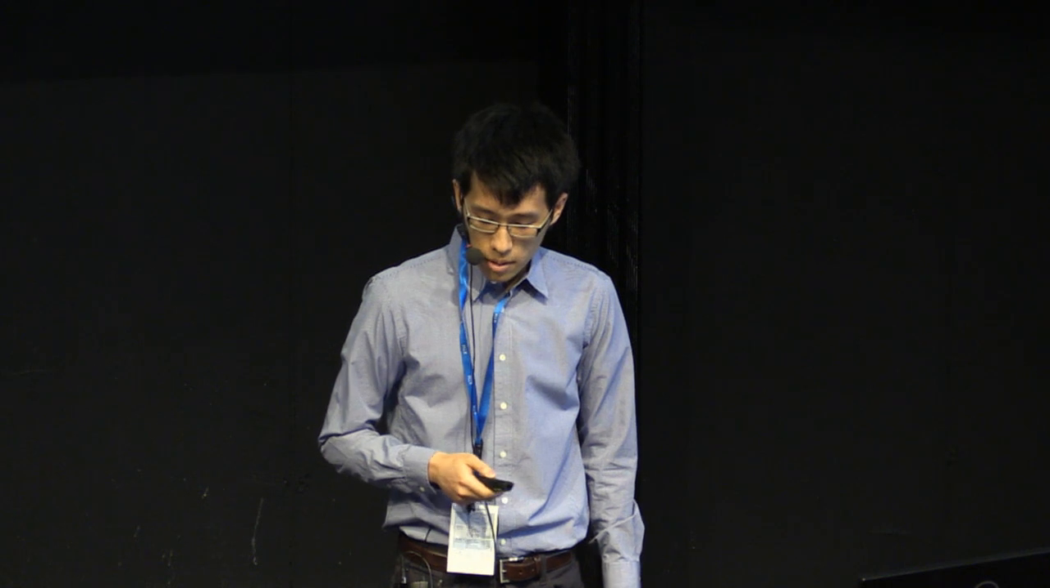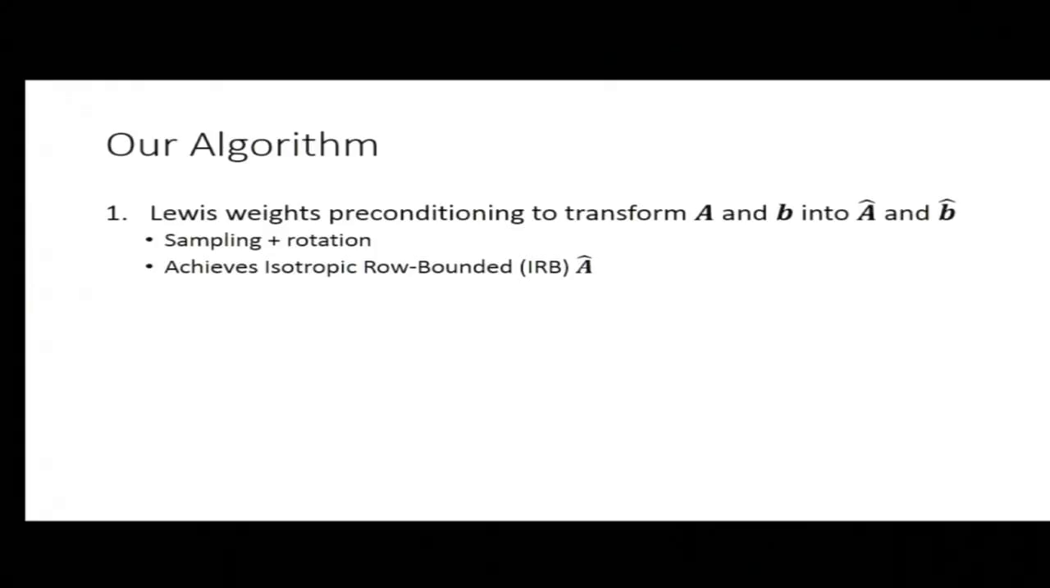With that, I'll go on to our algorithm. So it's pretty straightforward. First we do this Lewis weights preconditioning, which transforms our original system of A and b into this A hat and b hat, which have lower dimensions and some nice properties. The preconditioning itself consists of a sampling and a rotation, which again I'll talk about more later, and you get this nice property, which is that the resulting matrix A hat is isotropic and row-bounded, which ends up helping the analysis of the stochastic gradient descent.